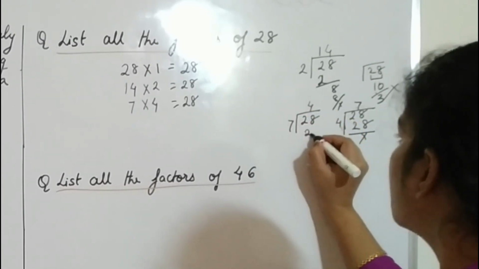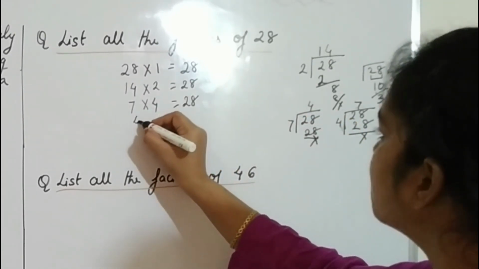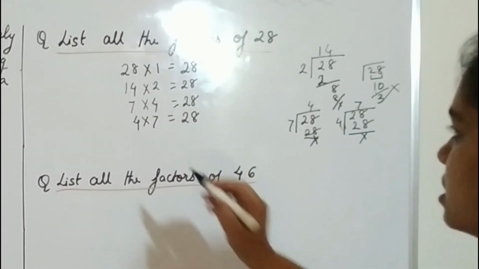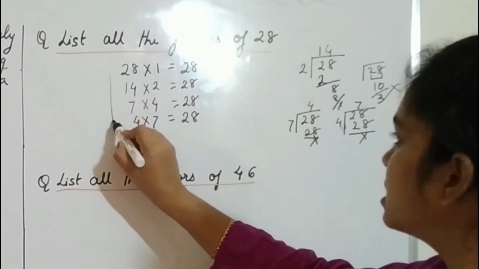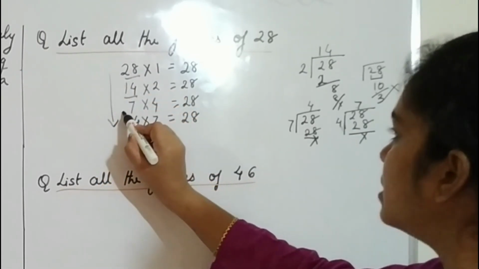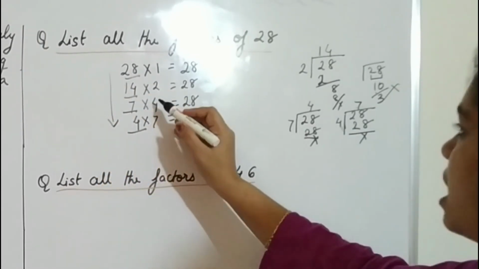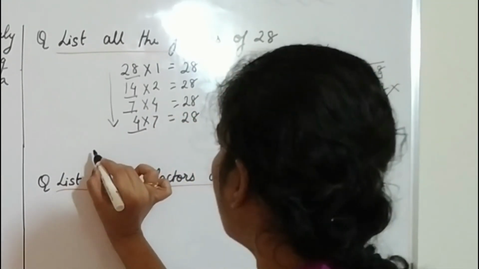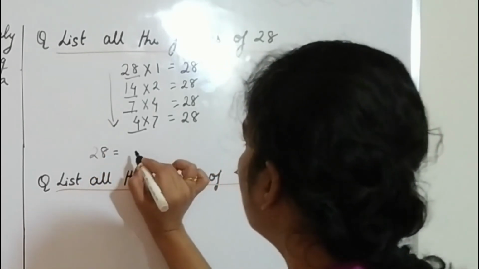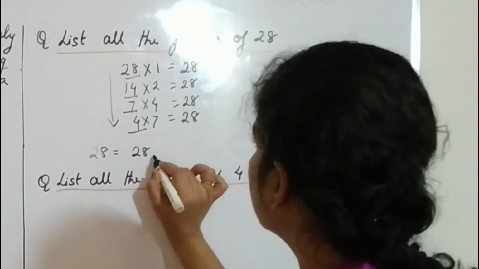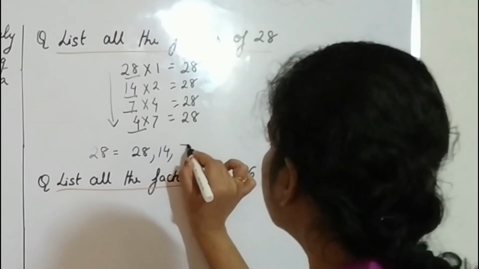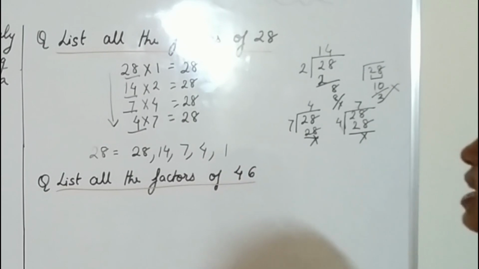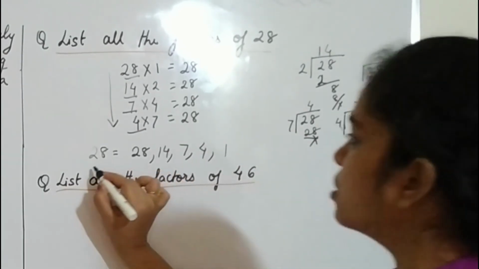So 7 4s are 28. So we can write 4 into 7 is equal to 28. So this is again interchanged. So we will see that these can be written, and these only once can be written. So the factors of 28 are 28, 14, 7, 4 and 1. So these are the factors of number 28.